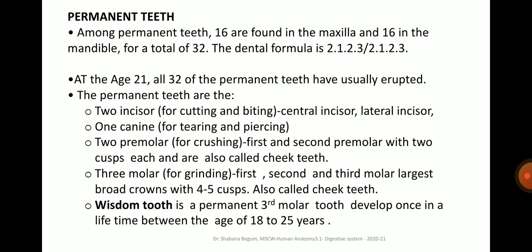Then three molars are present. These teeth are the largest, and have broad crowns with 4 to 5 cusps and are used for grinding. These are also called cheek teeth. So, another important tooth is called the wisdom tooth. Maybe for 1 mark they may ask a question about it. It is a permanent third molar tooth which develops once in a lifetime between the age of 18 to 25 years.